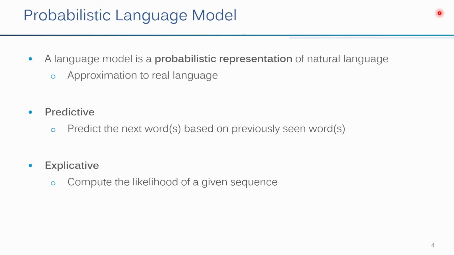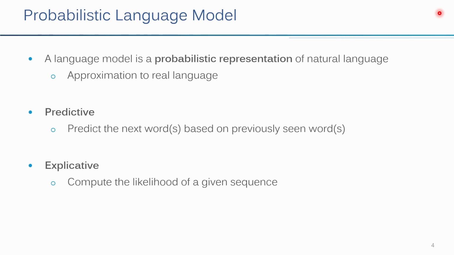We're pretty much talking about two things. One, the model can be predictive, in which we use this model to predict the next words based on previously seen words and how far you can look. That's debatable, depending on the approach that you're using. In a theoretical model, you should be able to look as far as you want. In practice, it's not that feasible because of some limitations. Or explicative, in which we compute the likelihood of a given sequence. So given a sentence, we want to see how probable it is for this to happen.